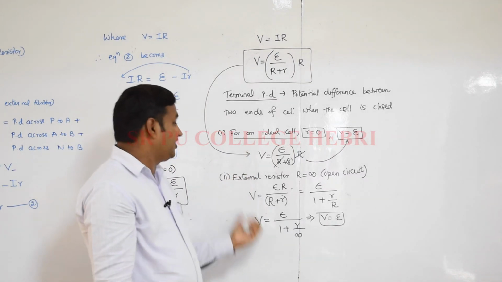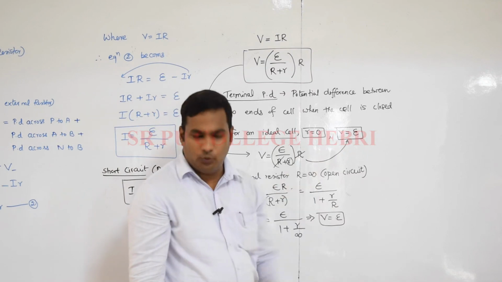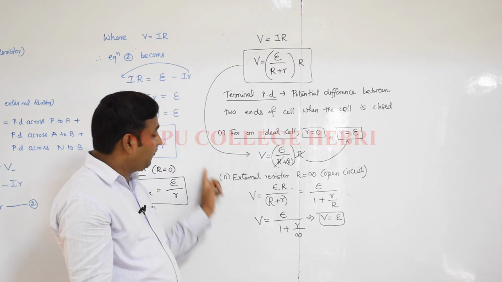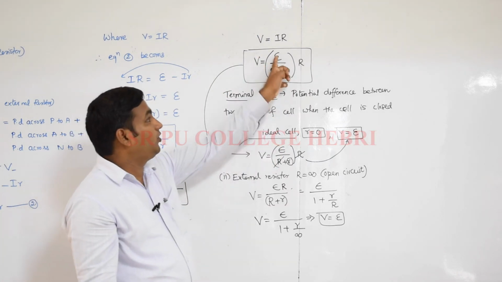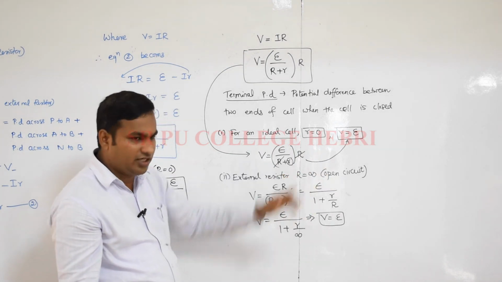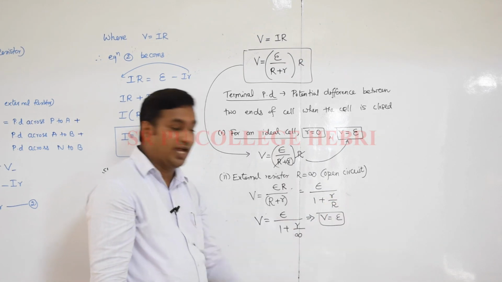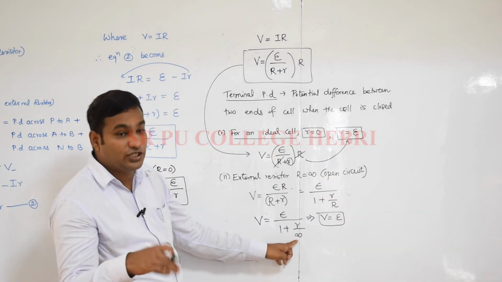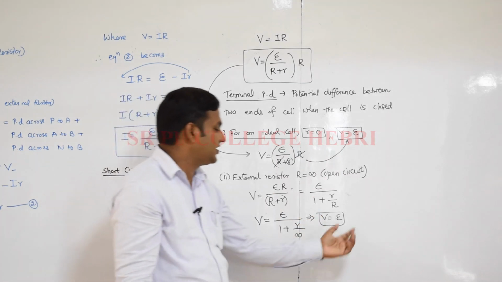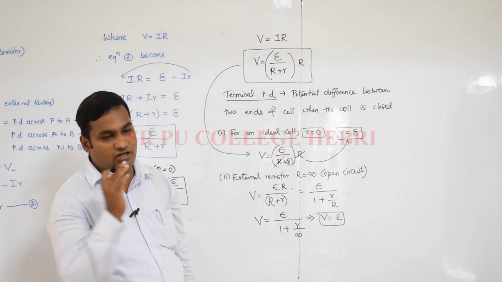Second result: if I consider external resistance equal to infinity, that circuit we call an open circuit. By simplifying the formula again, V is equal to E into R divided by R plus small r. Divide capital R in both numerator and denominator, and we get EMF divided by 1 plus small r divided by capital R. Here capital R is equal to infinity. After simplification, the terminal potential difference is equal to EMF. These are the two important results related to terminal potential difference.